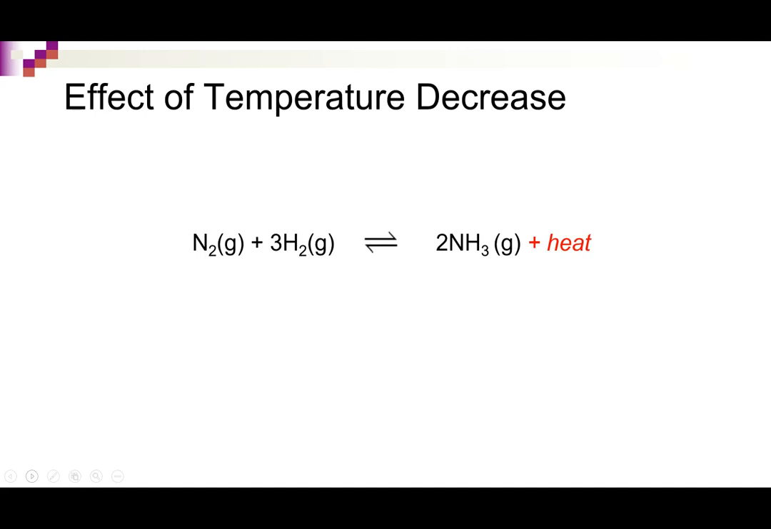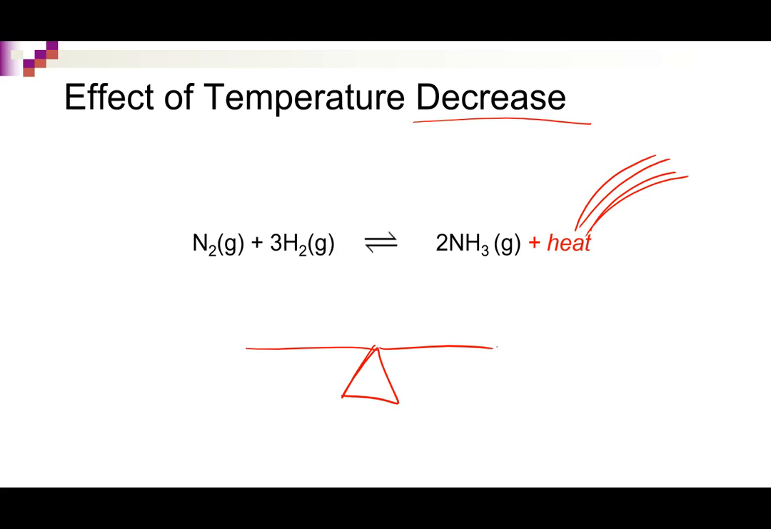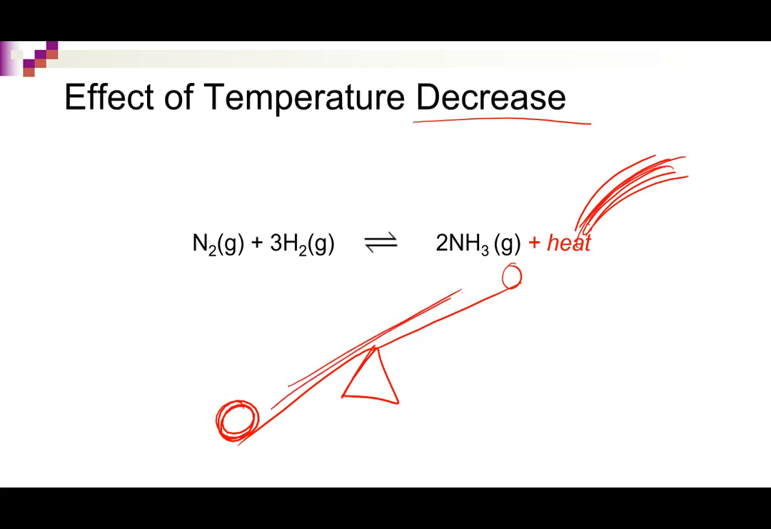What if I decrease the temperature for an exothermic reaction? Decreasing the temperature is essentially removing one of the products. So we reach in, we grab the heat, we take it away. If this is our balance and we remove some of these products, what's going to happen? The balance is going to go like this. All of a sudden, the products will feel light and the reactants will feel heavy. So by decreasing it, we'll push the reaction towards the products.